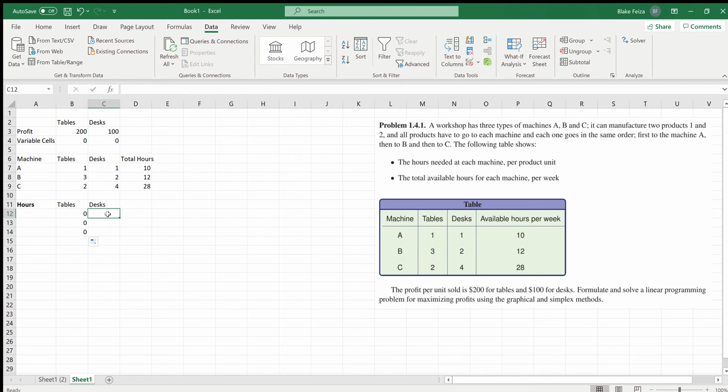So now very similarly for desks, we're going to go equals product. We're going to go $ sign C4, which is just the cell right up here, the number of variable units of desks, comma, and then our rate for the machine A desks, which gives us 0 again. And if we move this downwards, it's going to copy that formula and change C7 to C8 and C9 respectively.